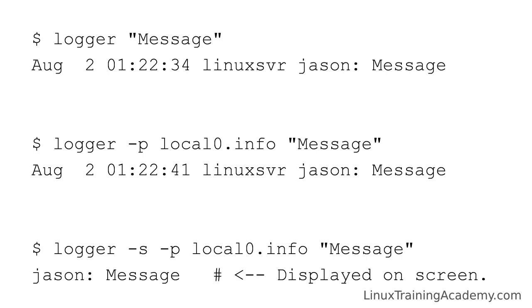The next logger command generates the same message, but this time we have specified the facility and severity. Remember that different facilities and severities can cause the system logger to route the messages to a different log file. If you want to display the message to the screen in addition to sending it to the logging system, use the -s option.